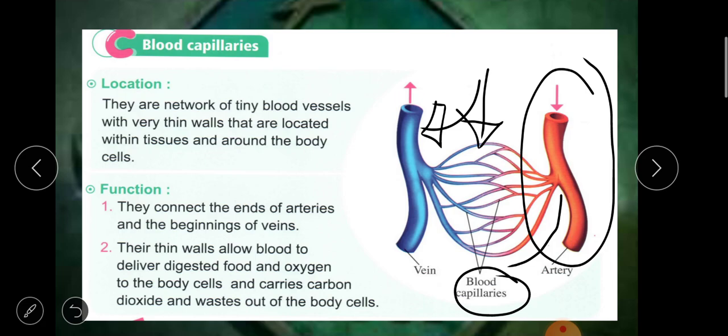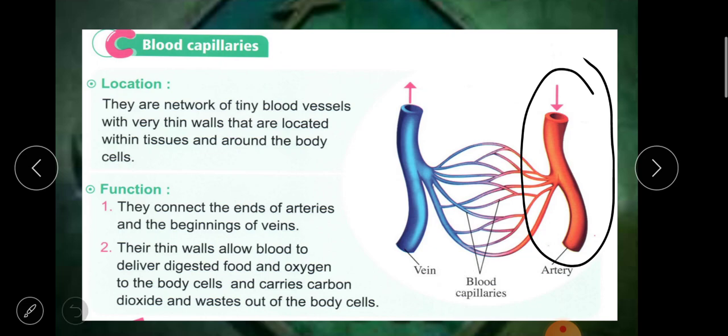So the blood capillaries are very important, and they have this thin wall because they will take the blood with the digested food and oxygen and give it to the cell. And then it will collect the wastes and carbon dioxide outside the cell to get rid of them. So why do the blood capillaries have a thin wall? They have a thin wall to allow the blood to deliver the digested food and oxygen to the body cells and carry carbon dioxide and wastes outside the body.